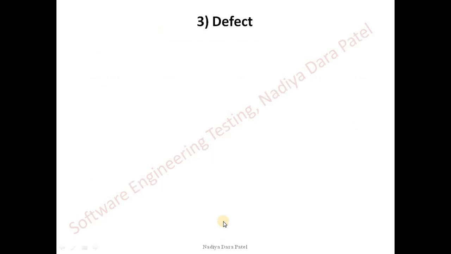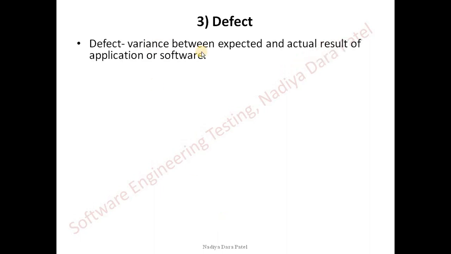Now this is the little more severe part. If you go up the levels, it started with the error, it got projected, it did not get fixed in the development phase and got projected in the testing phase and became a bug. Now we are discussing defects. What is a defect now? A defect is a variance between the expected and actual result of the application or software.